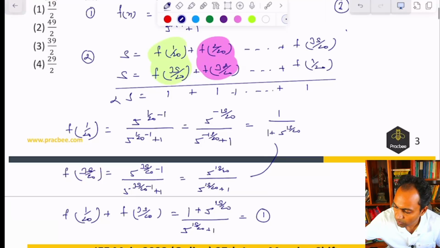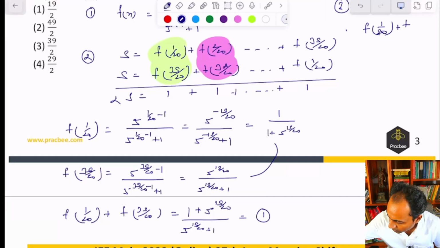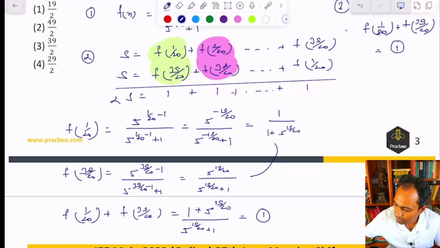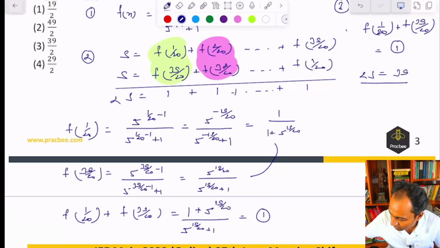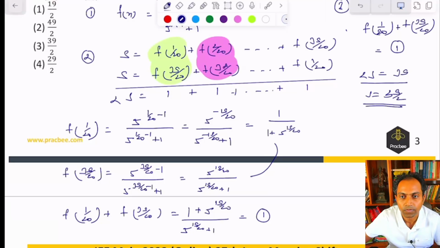In the third step, you can clearly see that what we are getting is f of 1 by 20 plus f of 39 by 20. This value, if you figure out, is coming out to be 1. And then there are twice of s. So this would be 39, 1 added 39 times. So s comes out to be 39 by 2. This is my answer. You can see that option 3 matches.